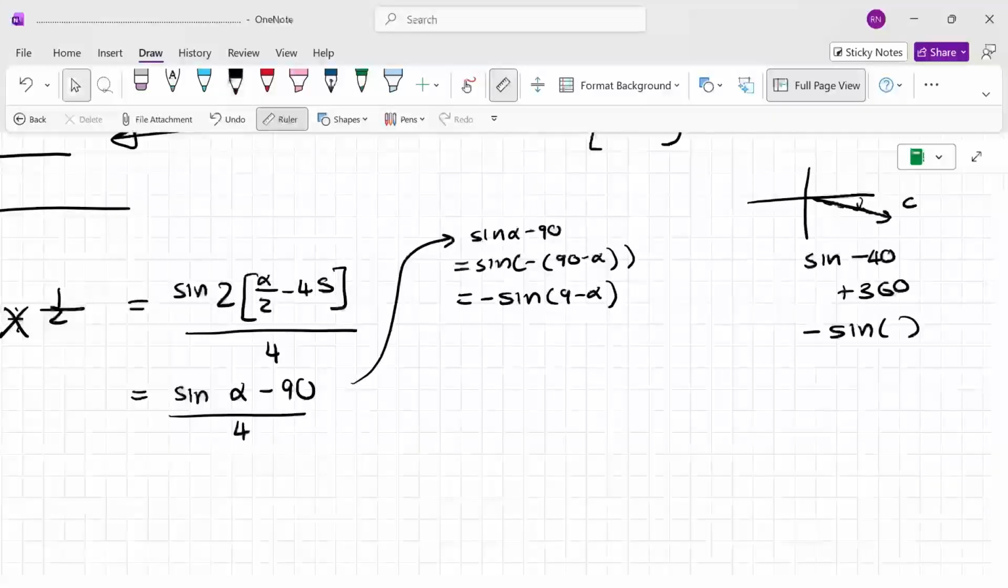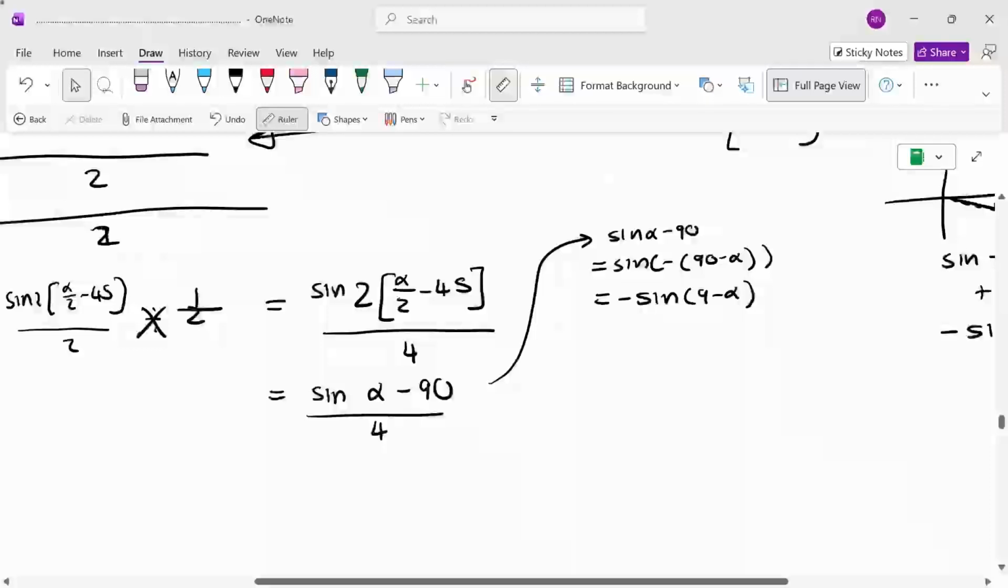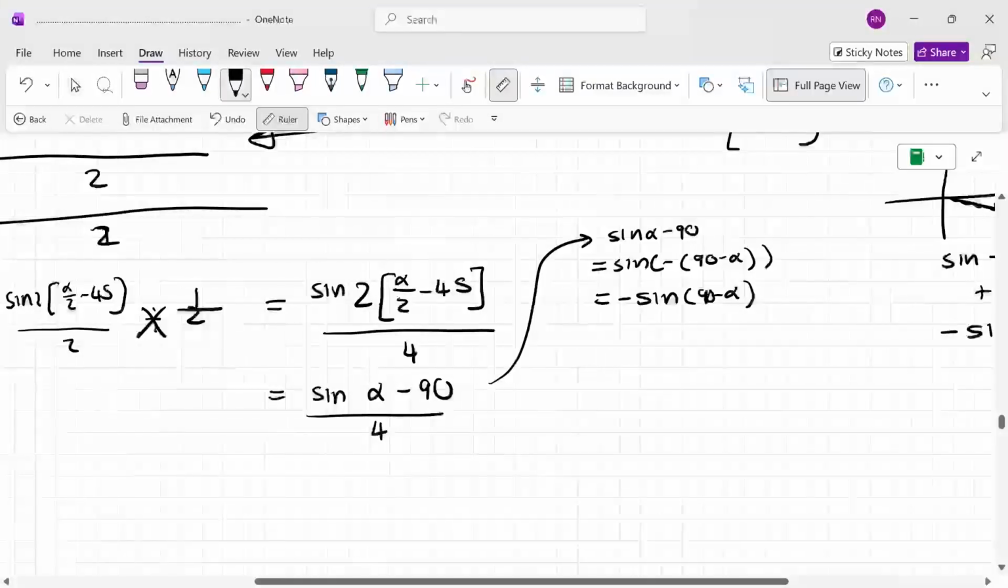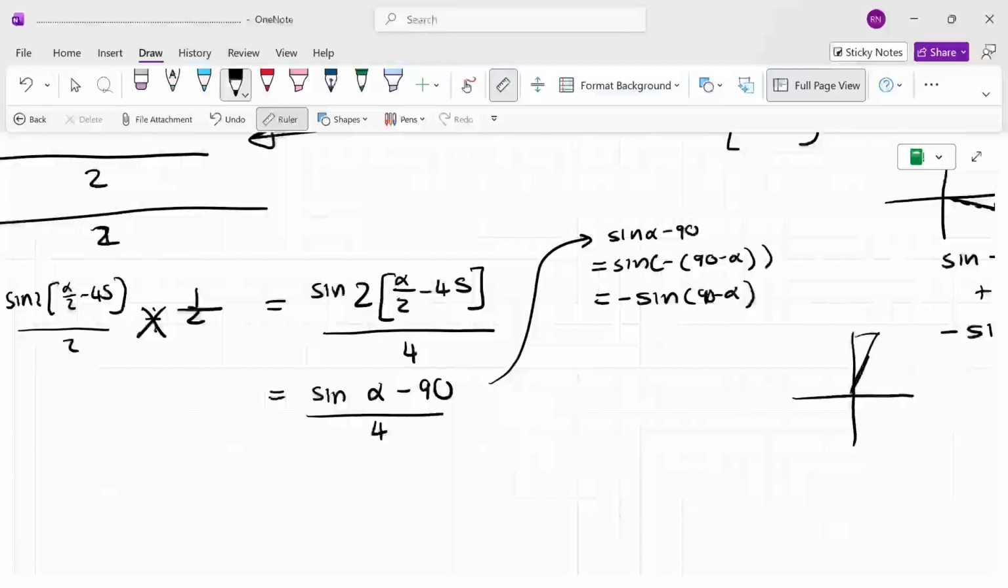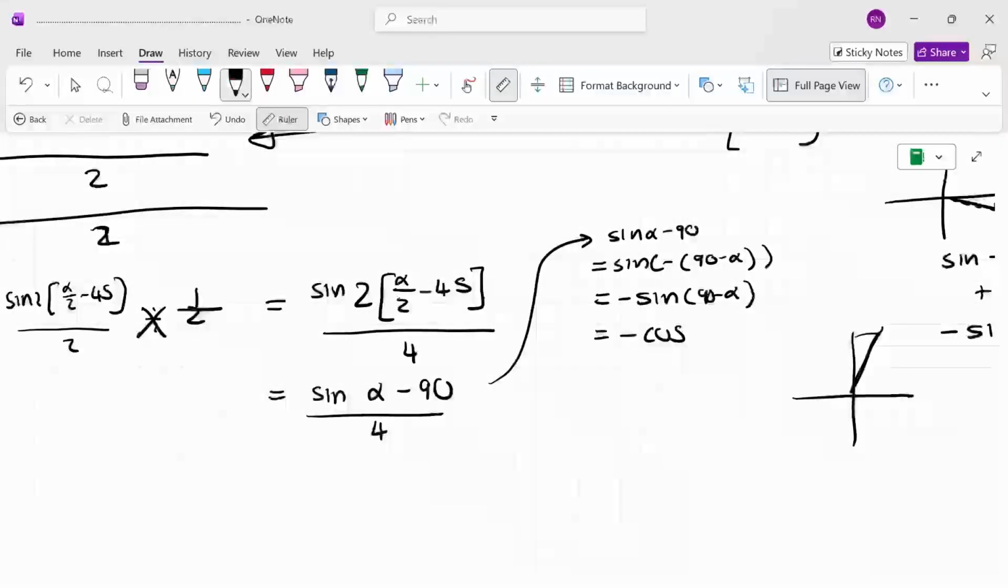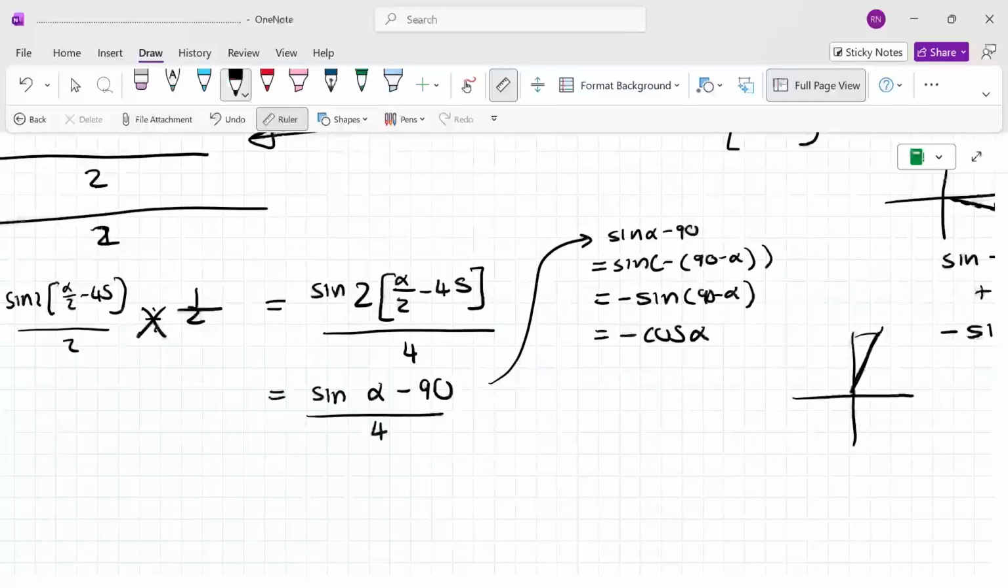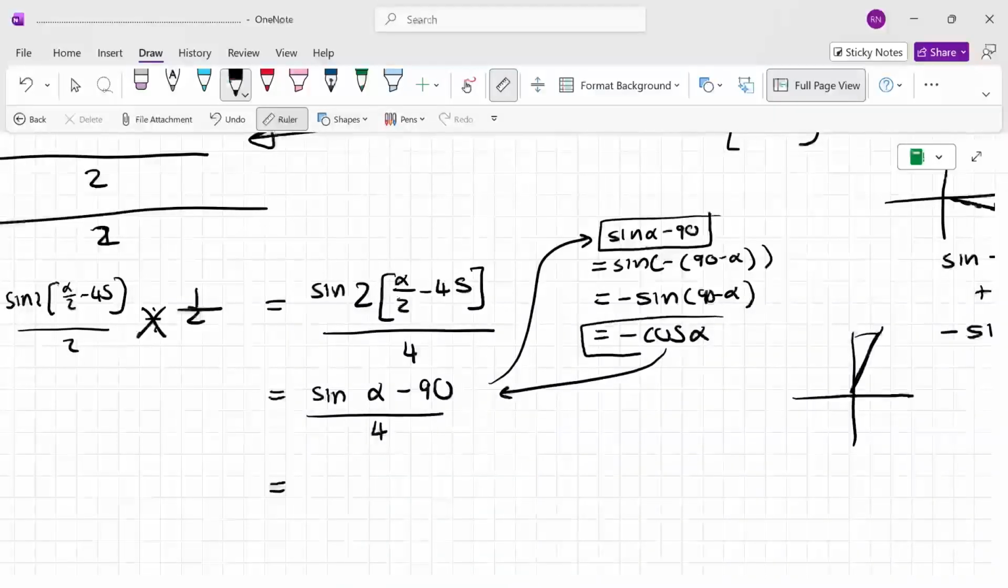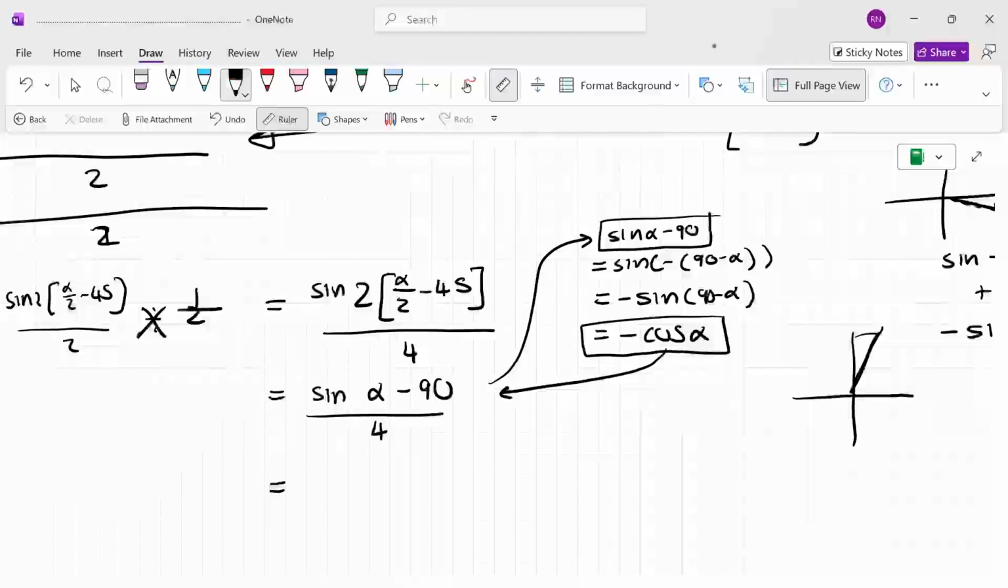Okay, so this gives me minus sine of 90 minus alpha, and this is one of our cofunctions. If I look at 90 minus alpha, it lands here. So that's just going to be negative cos of alpha. And now I'm putting it back in here. So we now just found that sine of 90 minus alpha is the same as negative cos alpha.